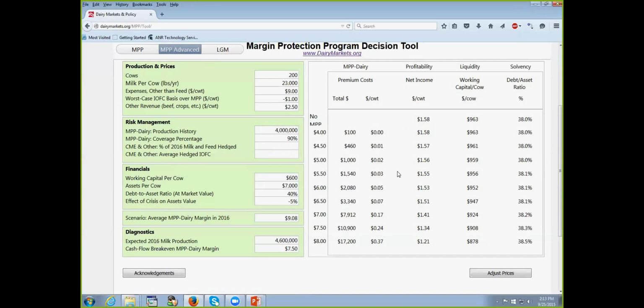So right now what this is saying, and these are the different coverage levels, given this data right here, it's saying the cash flow break-even margin is 750, and right now the futures market is projecting $9.08. So if we don't do MPP, we've got a net income of about 58 per hundredweight. Our working capital is going to increase, and our debt to asset ratio is going to go down. All that's great news. And if we did MPP, you can see that the net income gets lowered by the amount of premiums we'd be paying, because it's not expecting a significant enough payment to offset it. And working capital per cow grows not as much, and debt to asset ratio declines not as much.